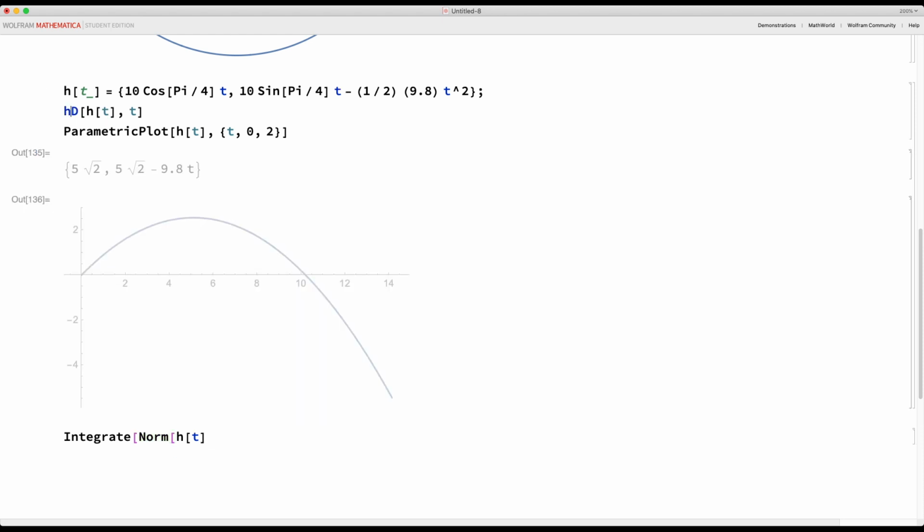Sorry, let me call this. So I'm just going to define a function to be the derivative just to give it a name.